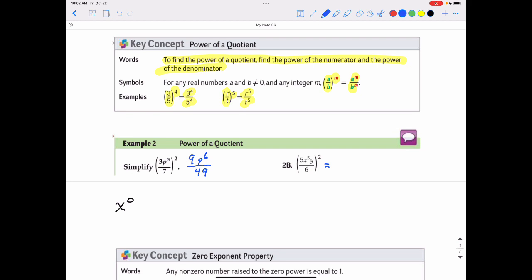2b, we cannot do anything inside parentheses, so take each piece to the second power. So 5 squared is 25. X to the fifth to the second is x to the 10th because 5 times 2 is 10. That will be y to the first to the second, which will be y squared, all over 6 squared, which is 36.